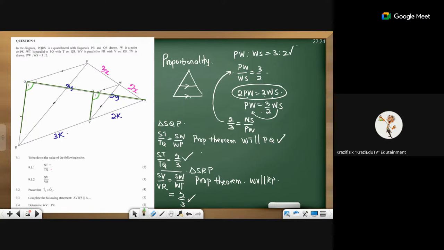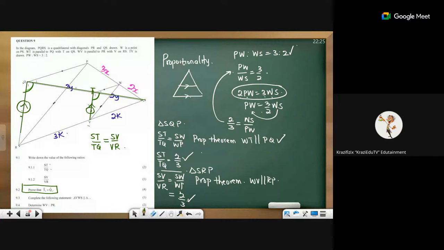If this line, let me make the green bold, is parallel to this line, watch the ratio. It means ST over TQ should equal SV over VR. Remember, we are saying prove that T1 equals Q1. So I went to check my T1 and my Q1. It looks like something that has to do with corresponding angles, but I cannot prove those corresponding angles until I prove that these two lines are parallel. My job is to prove that. And I know that if these two lines are parallel, then ST over TQ must be equal to SV over VR.